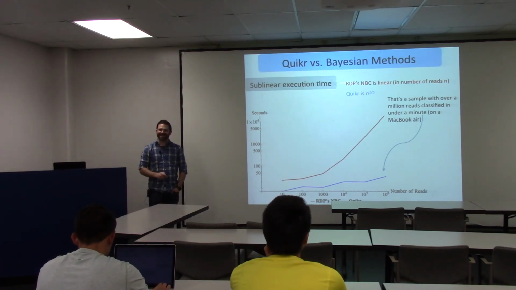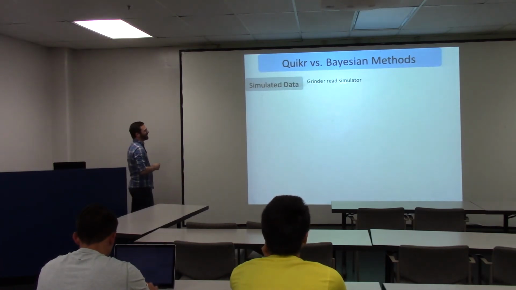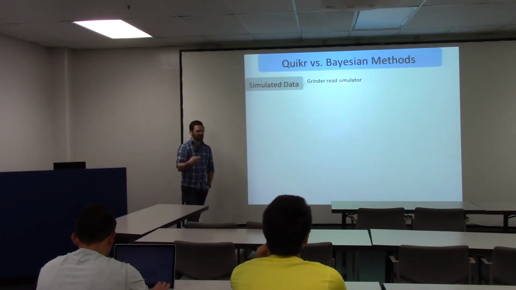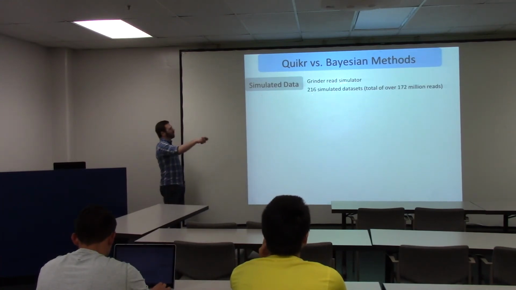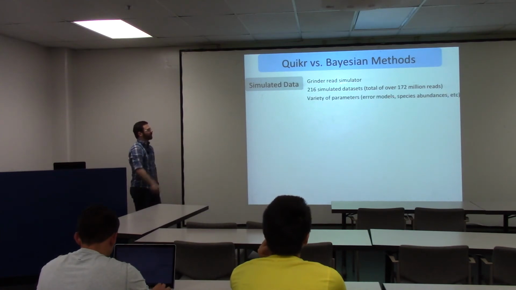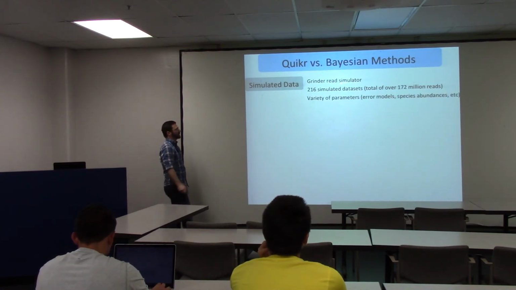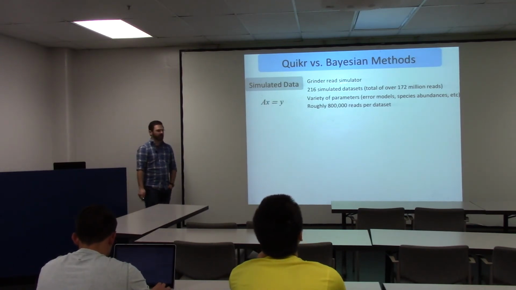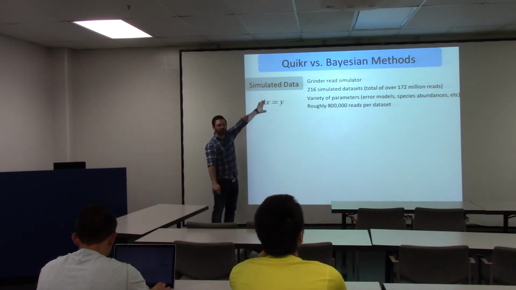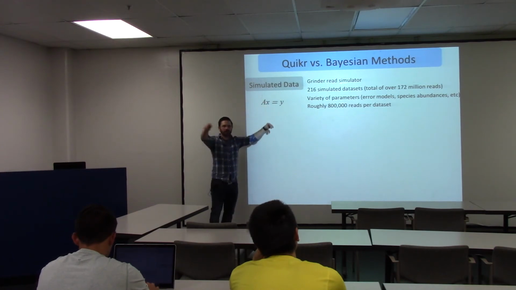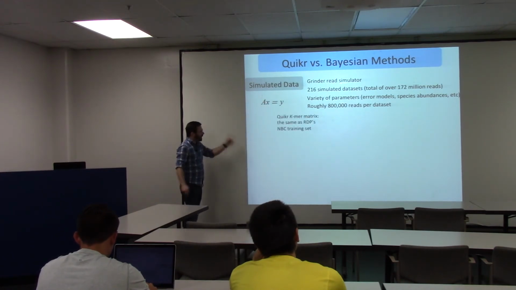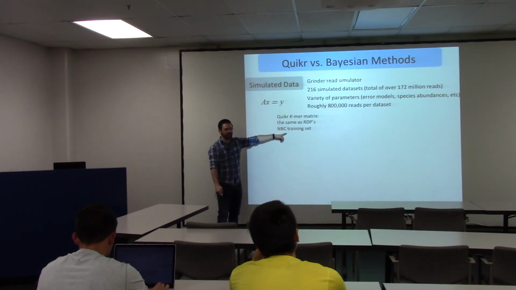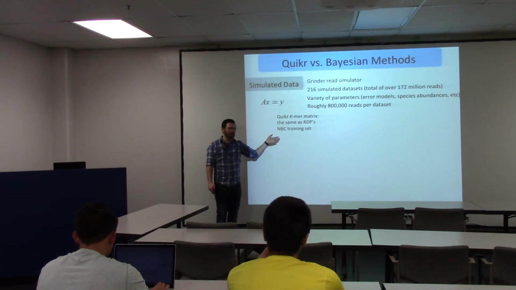Yeah, we'll look at that next. Great lead into the next slide. Let's look at it on simulated data because that's where we know the ground truth. I'll take a whole bunch of simulated data sets with a variety of different simulation parameters, roughly 800,000 reads per data set, which is not unreasonable for 16S RNA. Now remember, this AX equals Y, we get to create that A ourselves, right? We get to choose which sequences we pick to make the columns. So if you used the same sequences as RDP's NBC, so the same 10,046 sequences, then what do we get?